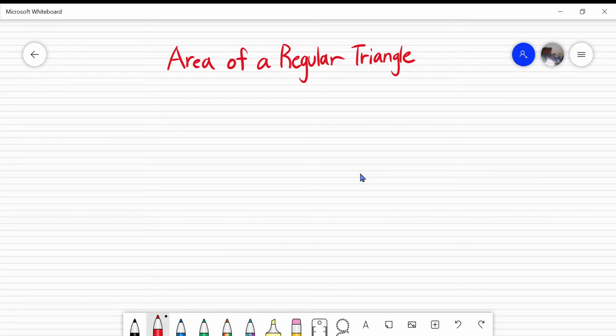Okay, guys. So this week we will be learning about the area of a regular triangle. And we're going to try to prove a formula for the area of a regular triangle. So we're going to first draw a triangle, an equilateral triangle, and we're going to call its side A.